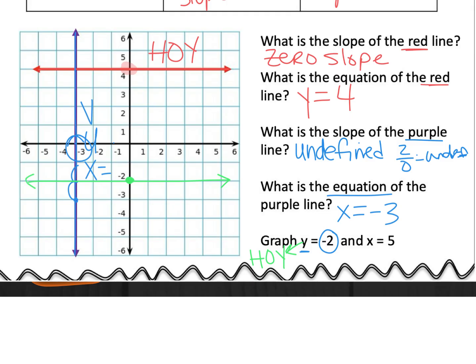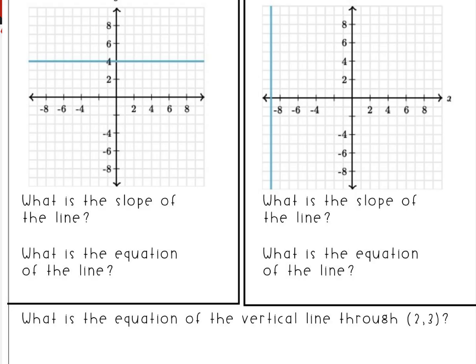X equals 5. Okay. Well, that's going to be a Vox. So I'm looking at my X. Here's where X is 5. And am I drawing across or up and down? Up and down. Vertical Vox. If I'm going to cross the X at 5, then I'm going up and down.